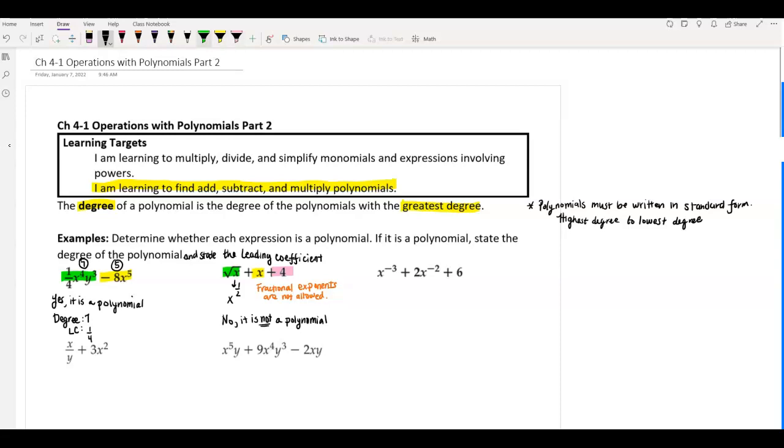All right, let's take a look at our next example. We have 1, 2, 3 terms. So it could possibly be a polynomial, but what do we know about polynomials? They can't have negative exponents or fractional exponents. So is this a polynomial? No, it is not a polynomial. And that is because no negative exponents allowed.